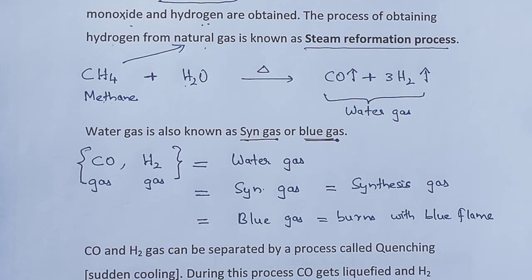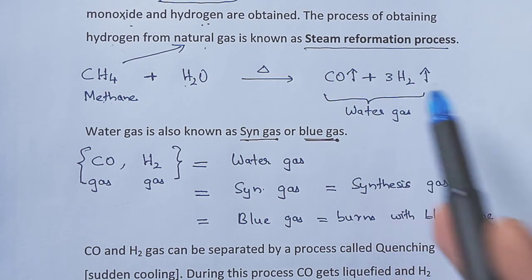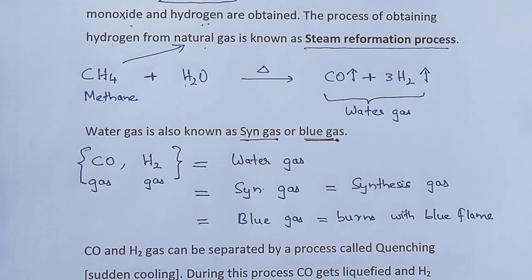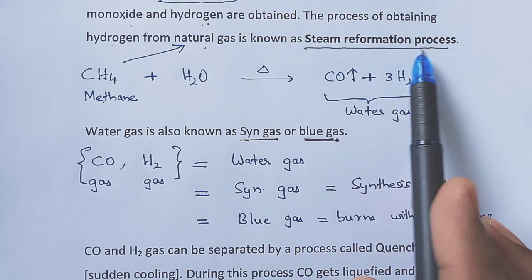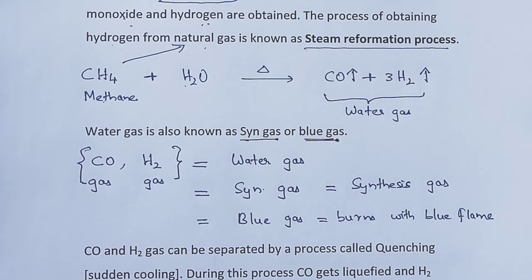So with this we have completed one process. What is the process? Production of water gas. In that water gas we are having hydrogen. The first process is coal gasification. The second process is steam reformation process. Both these methods can give water gas.